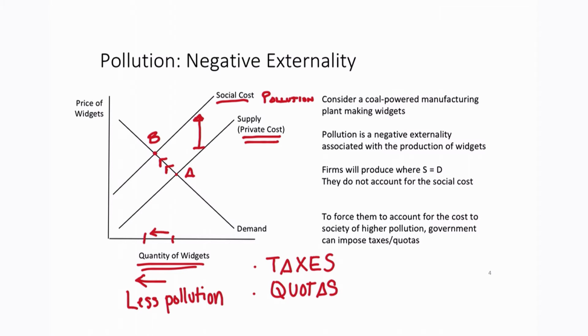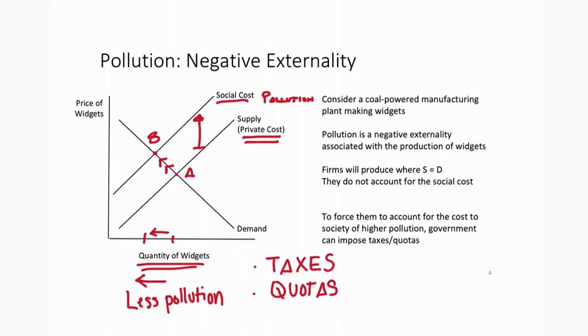So with negative externalities, the government tries to force the firm to take into account the social costs through regulations such as taxation and quotas, so that they add to the private costs of the firm, trying to bring the supply and demand outcome closer to what would be socially beneficial.